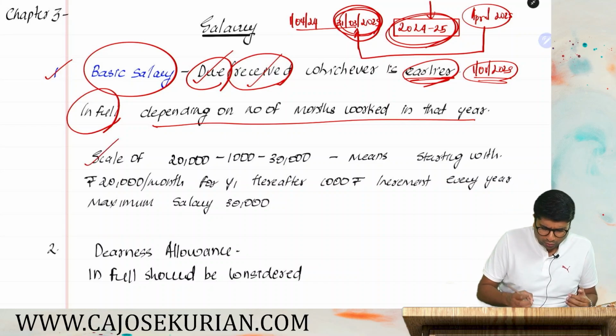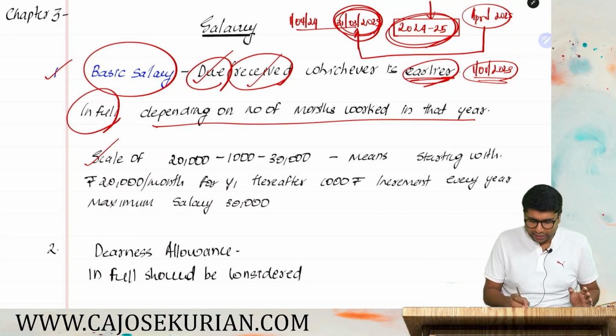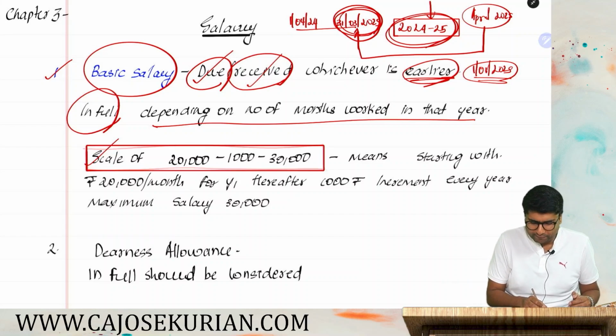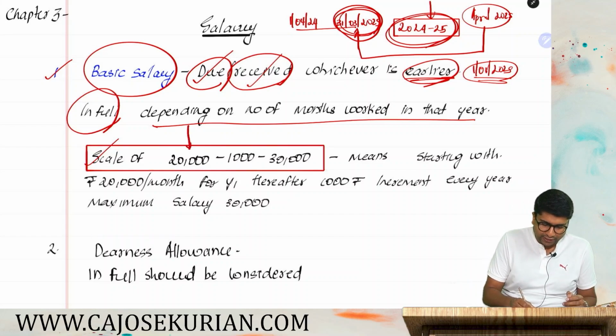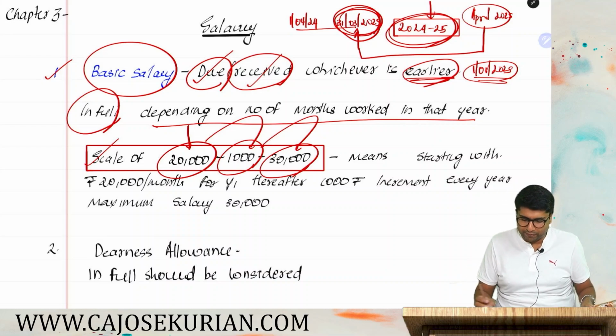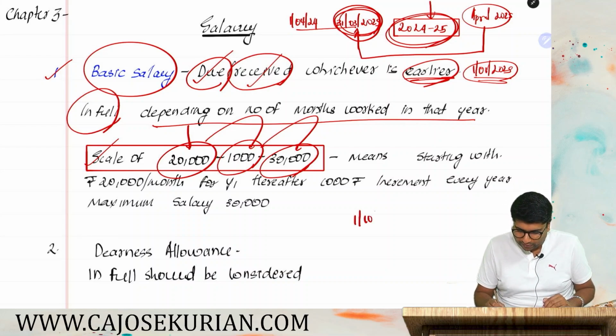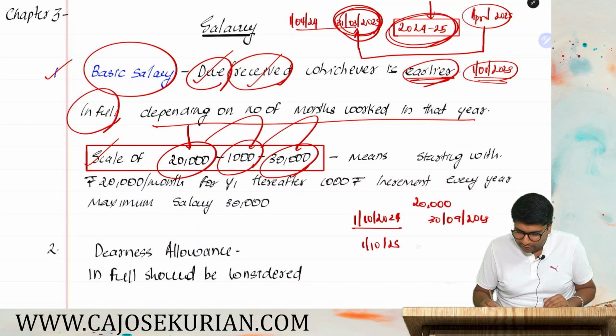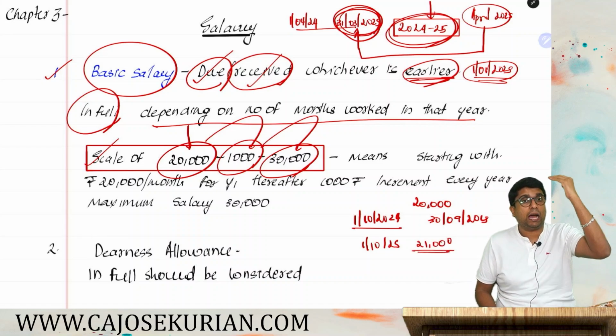Now, they may also use a term called scale of 20,000-1,000-30,000. What do you mean by this scale? It simply means when you join a company, your first year salary will be 20,000, and every year you will get an increment of 1,000, and your maximum salary will be up to 30,000. Say for example, if I joined a company on 1st October 2024, then till September 2025, my salary will be 20,000. Then from 1st October 2025, my salary will be 21,000. Every year there will be an increment of rupees 1,000.